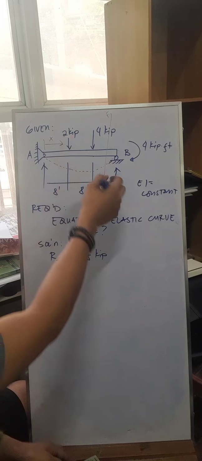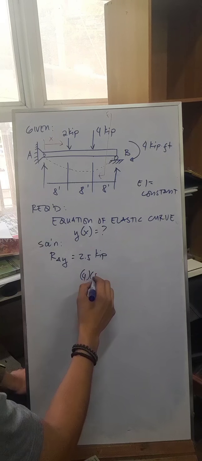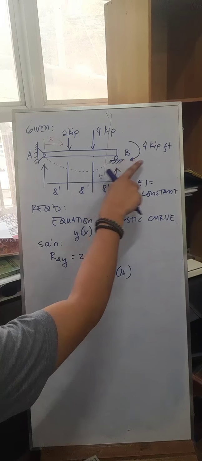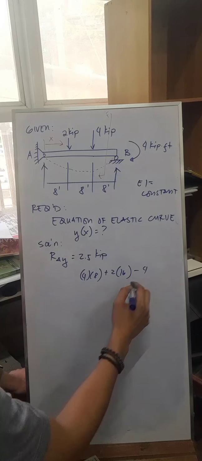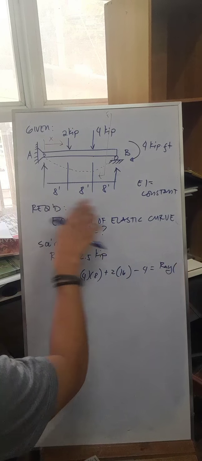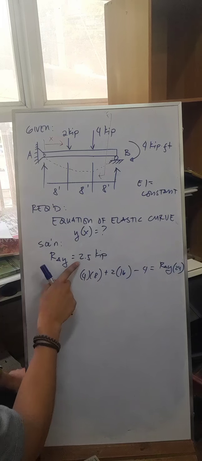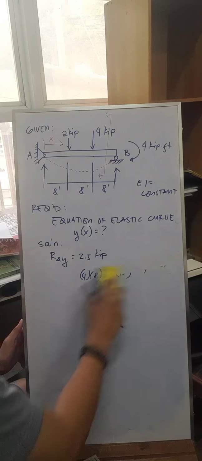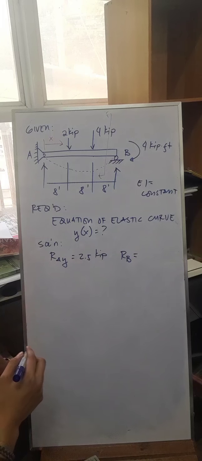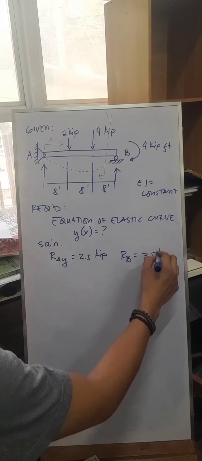Again, this comes from summing up moments at point B: you will have 4 times 8 plus 2 times 16. Then you have the 4 kip load in the opposite direction, so minus 4, and that's equal to RAy times your moment arm, which is 8 times 3, 24. Evaluate this and divide by 24, and you will have 2.5 kips. And your RB is equal to 4 plus 2, that's 6, minus 2.5, that's 3.5 kips.